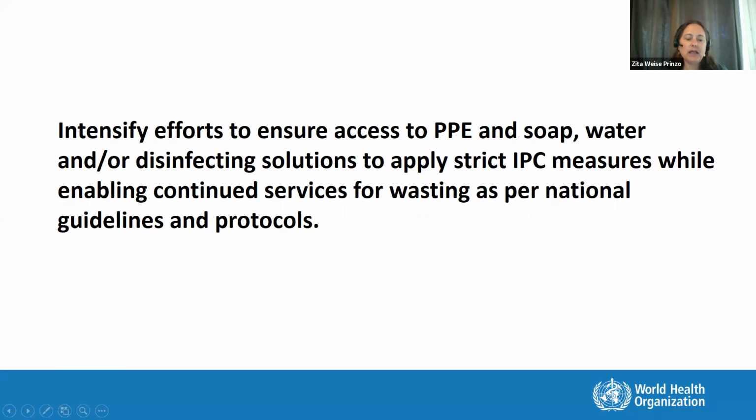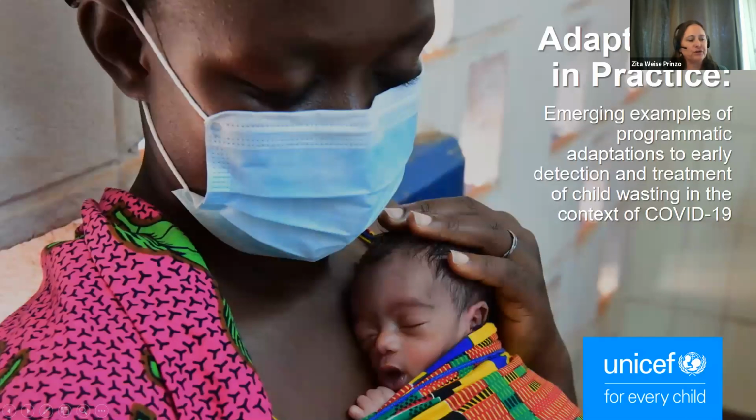Next slide, please. This is my last slide, and it's again really to emphasize, and I think this is the difference between this guidance note and brief number 1 in terms of health systems, is really to intensify efforts to ensure access to the appropriate equipment and to enable continued services for wasting as per national guidelines and protocols. Thank you. Over.